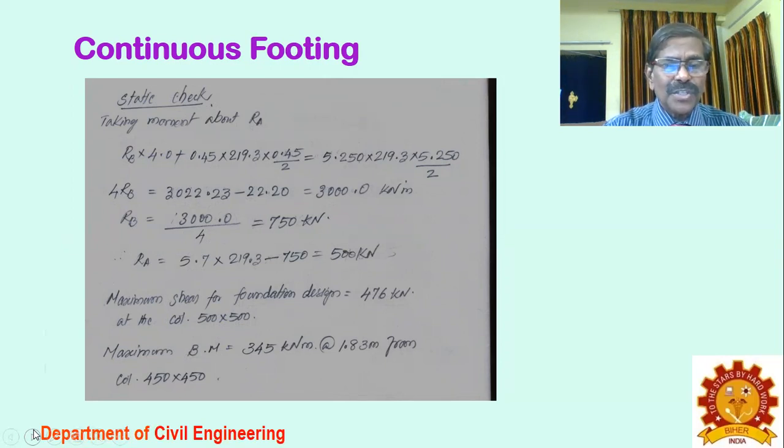Maximum shear for the foundation is 476 kilonewton and maximum bending moment is 345 kilonewton meters. So it is 1.83 meter from column. So you can solve the problem by theory of simple bending. There are two values of upward loads and there is a uniformly distributed load. So you solve for the beam problem and get the maximum bending moment and the shear.